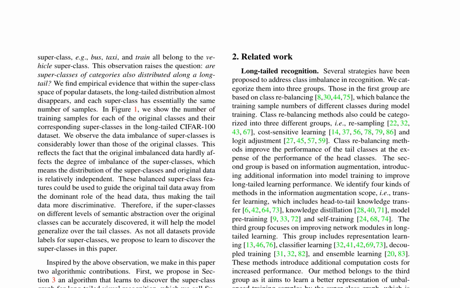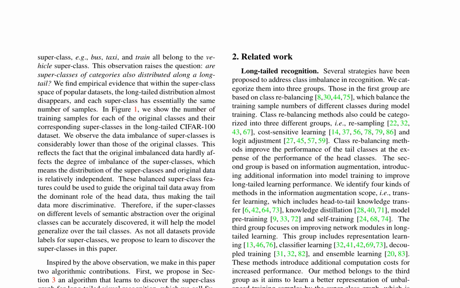In long-tailed visual recognition, class imbalance is a pervasive issue, where certain classes dominate the training dataset. To tackle this problem, the authors introduce SuperDisco, an algorithm designed to identify and leverage superclasses to enhance the performance of tail classes without compromising head classes.